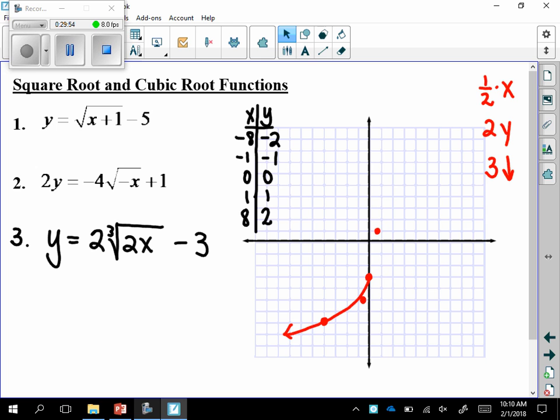Multiply x by 1/2 and I get 1/2. Multiply y by 2 and I get 2. And then move it down 3. And the final point is 8, 2.